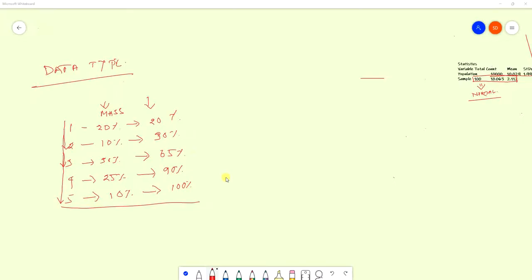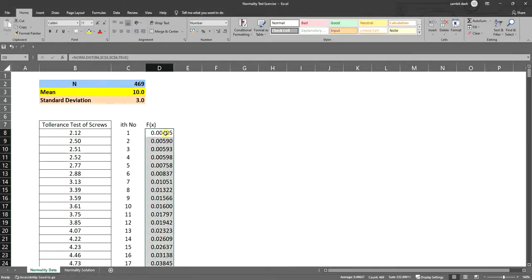So let's go back to our Excel sheet now. We have calculated the cumulative probability function here, and these are all sorted, so accordingly our cumulative also falls in place. Now we'll calculate the inverse probability.